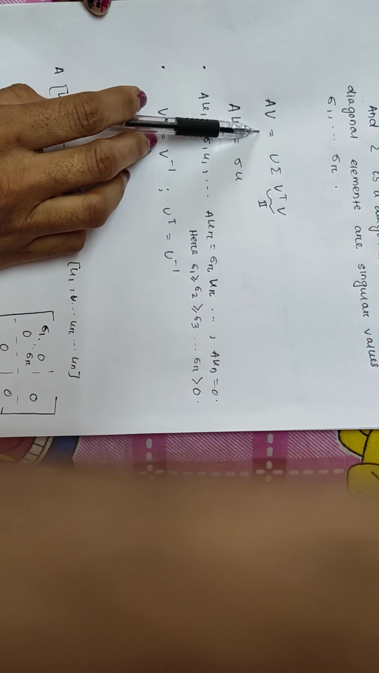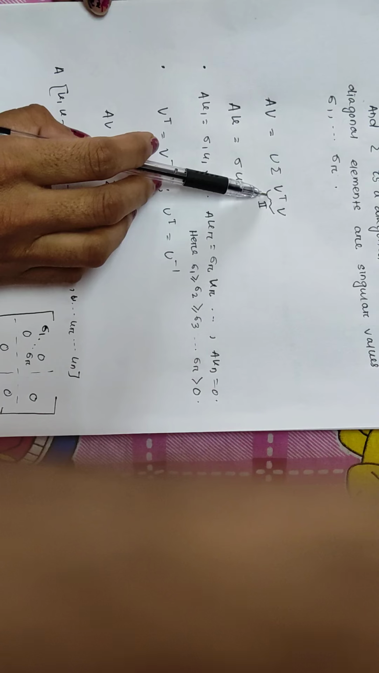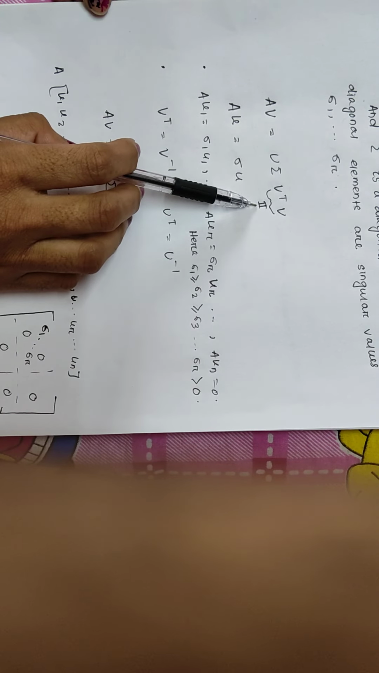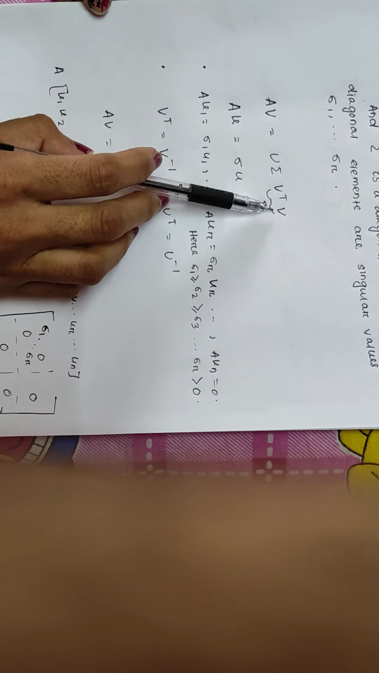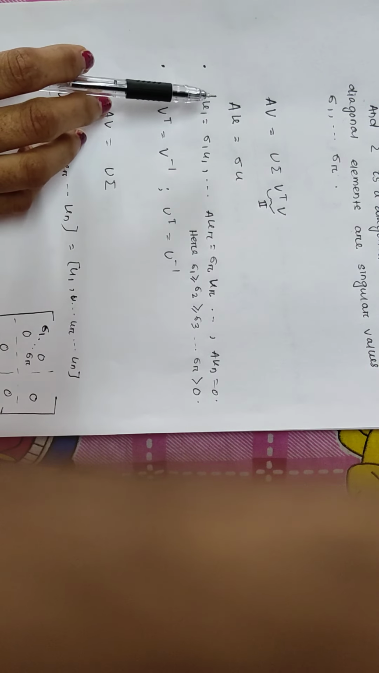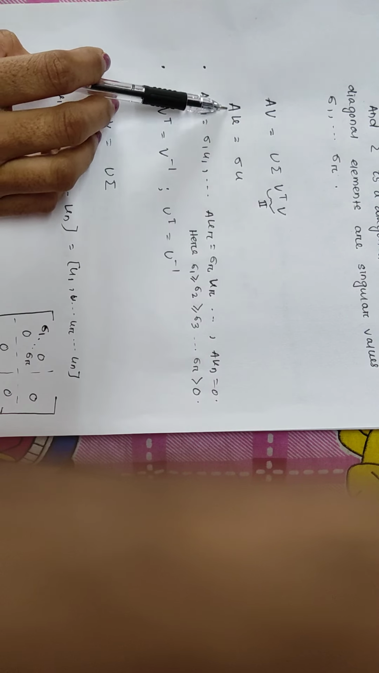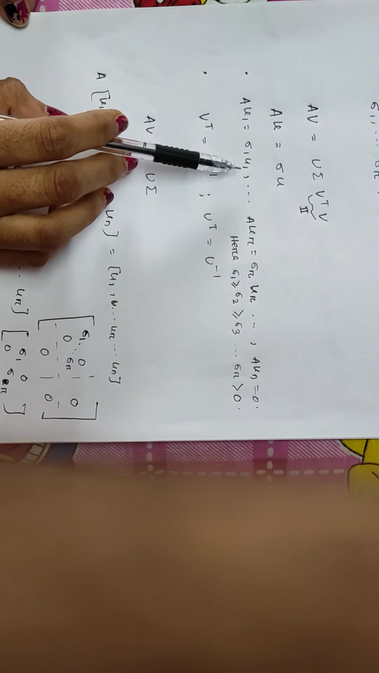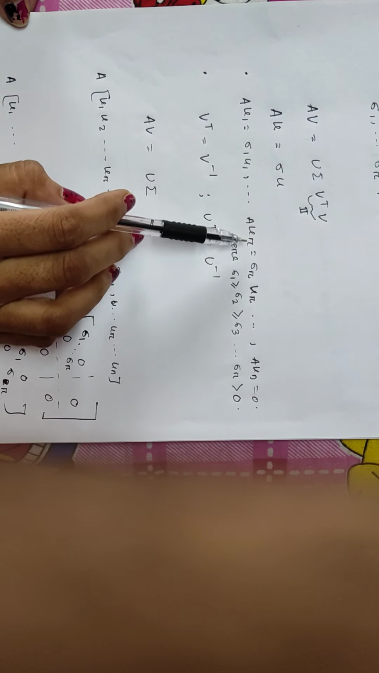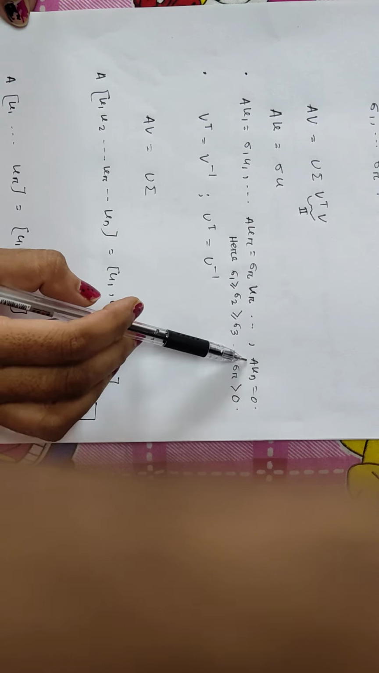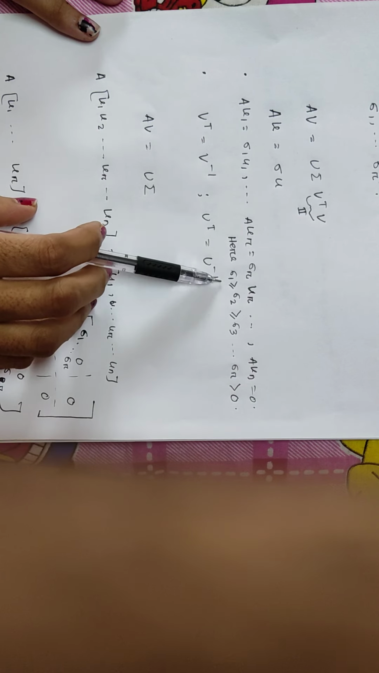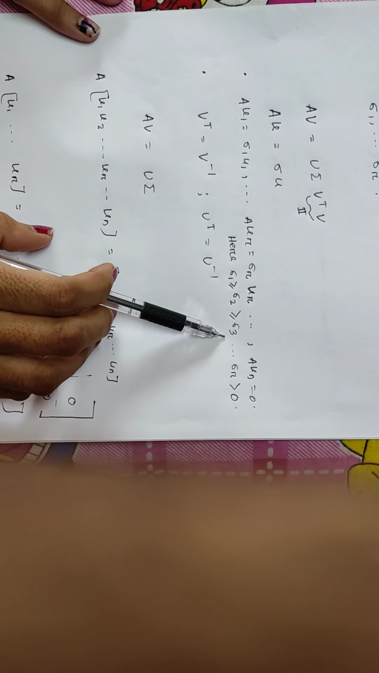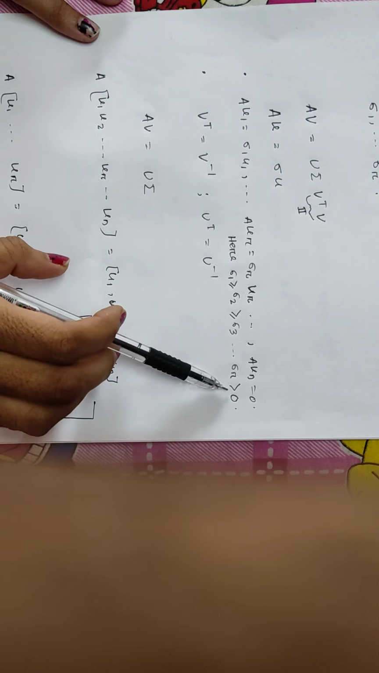If we calculate A V, it is going to be U sigma V transpose V. As V is an orthogonal matrix, V transpose V is going to be identity. Then A V can be written as U sigma. We can write it as A V1 equal to sigma 1 U1, A VR equal to sigma R UR, and A Vn equal to 0. Here the sigmas are related by sigma 1 greater than or equal to sigma 2 greater than or equal to sigma 3 greater than or equal to sigma R greater than or equal to 0 and so on.